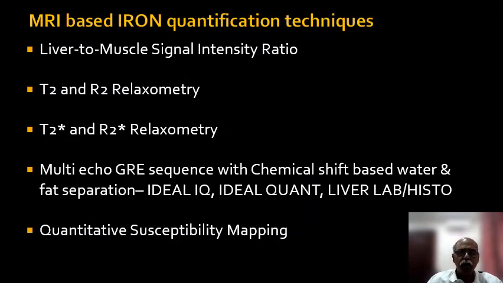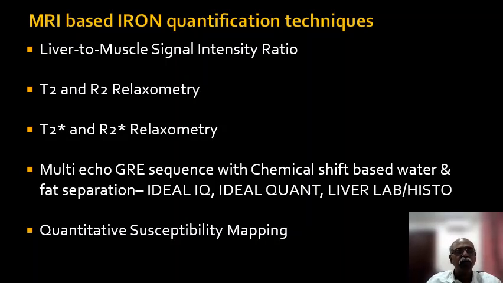So T2 is good, but the problem is T2 cannot have breath hold, and you need a respiratory gating. T2 star is a gradient recalled echo technique where it can be done in a breath hold. I'll show you in the physics why T2 star is more preferred than T2. So the preferred method nowadays is T2 star because it can be done in a single breath hold, single sequence, more reproducible, more user friendly.